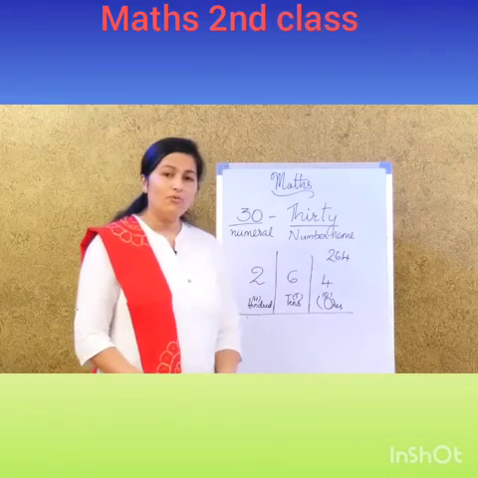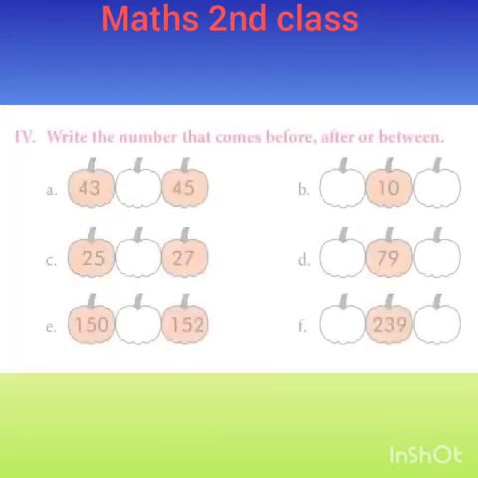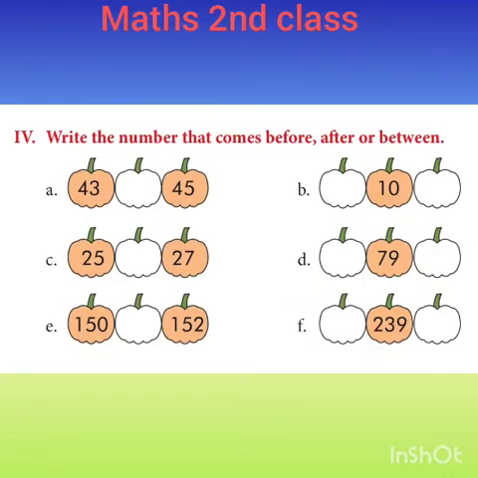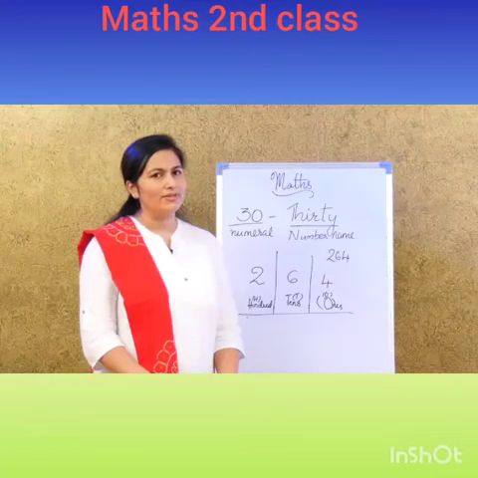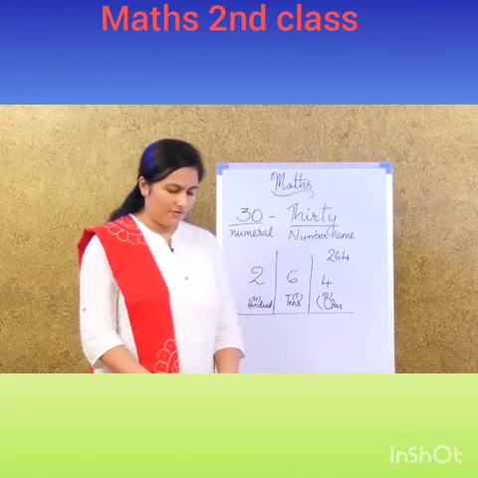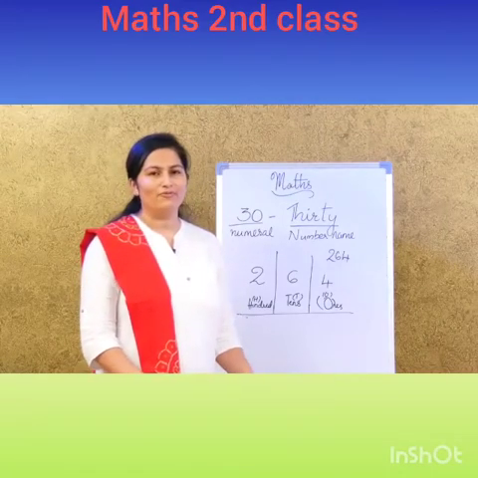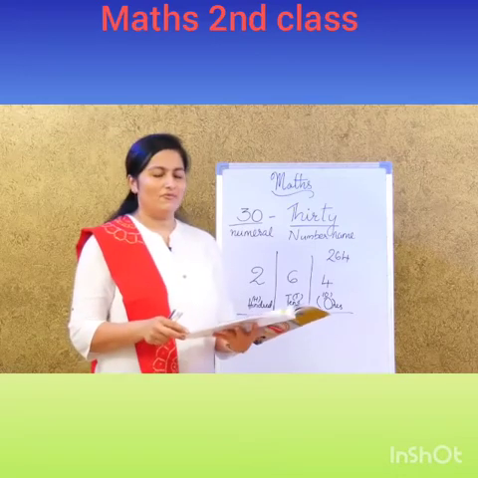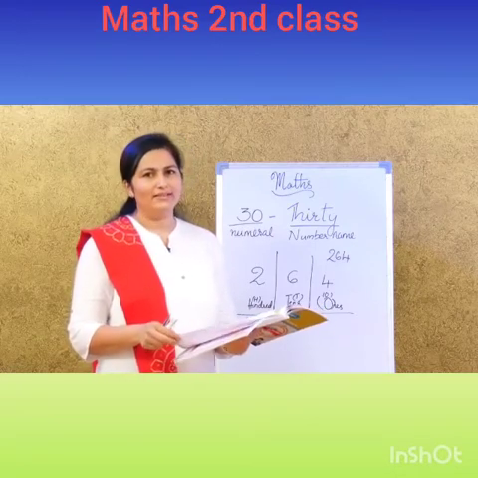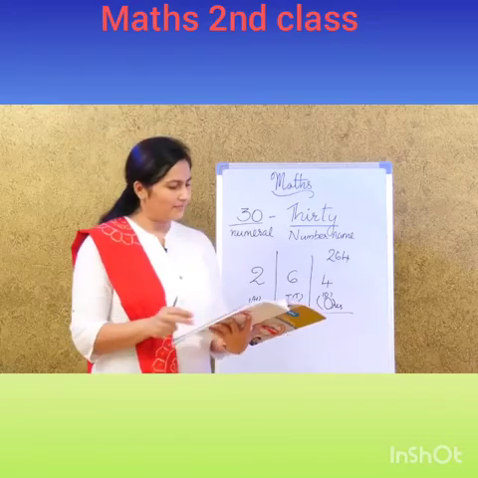Alright, let us move on to page number 43, last exercise. Again, it is to remind you about the numbers, what comes before and what comes after. So, after 43 comes 44 and then 45. In a similar manner, fill in the rest of the blanks.